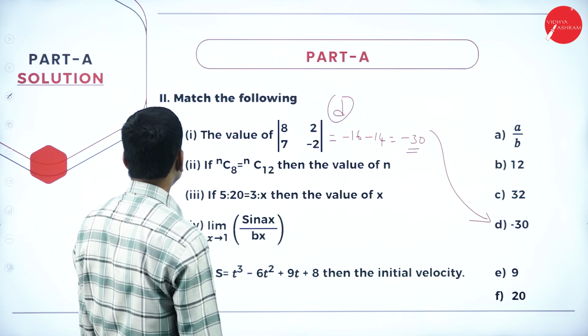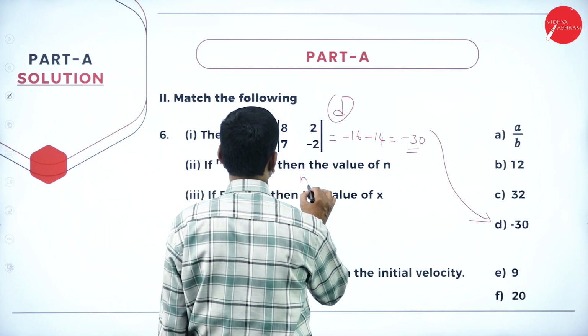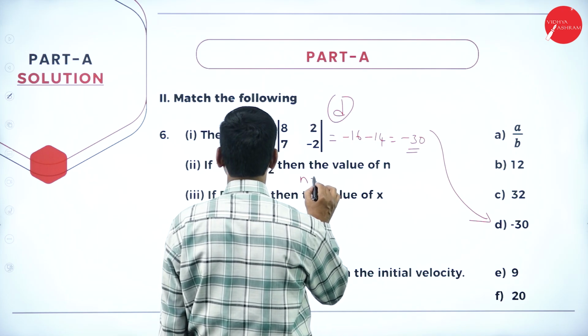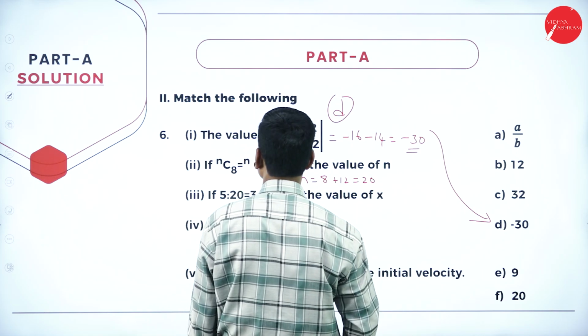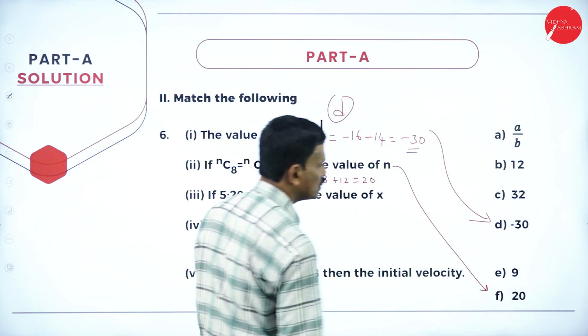First answer is minus 30. Next, if NC8 is equal to NC12, then the value of N. So N is equal to 8 plus 12, that's equal to 20. Here N is equal to 20. The option for this is this.